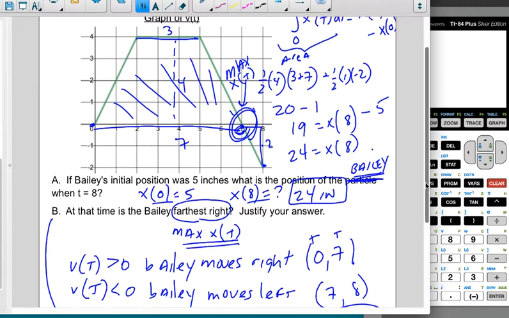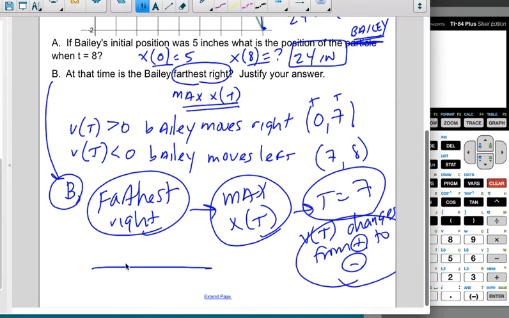Because if you look at what happens to v of t, if you made a v of t sign chart, 0, 7, and 8, right? And those are the endpoints. So there's nothing after these two, right? There's no arrow. So if you look at what's happening, v is positive and then negative. So what's happening to Bailey's position is it's increasing and then decreasing. So the two endpoints are both mins, and the only possible max is at 7.